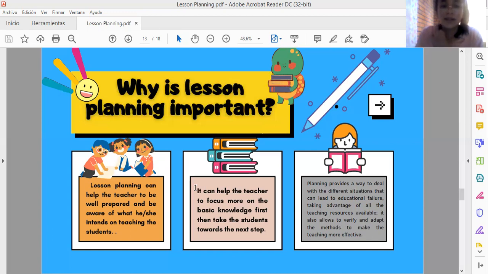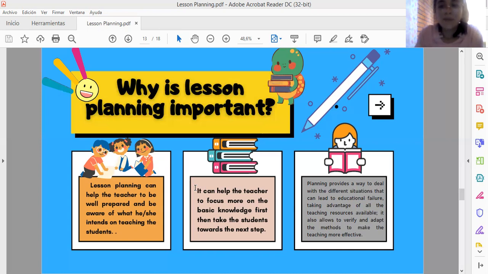Also, lesson planning produces more unified lessons. It gives teachers the opportunity to think deliberately about their choice of lesson objectives. The lesson planning process allows teachers to evaluate their own knowledge with regard to the content to be taught.